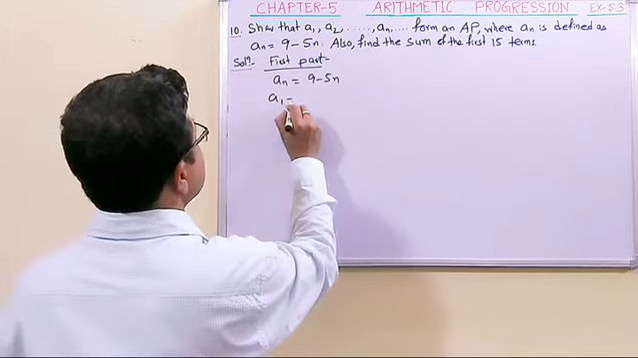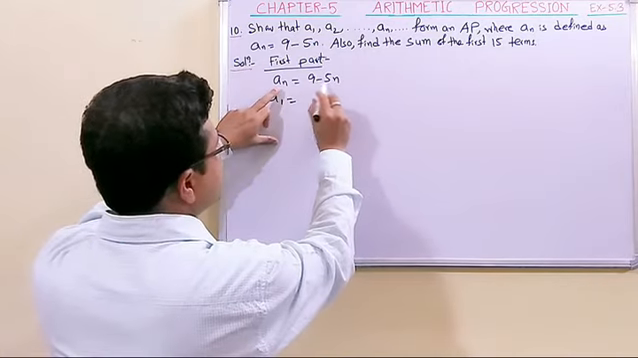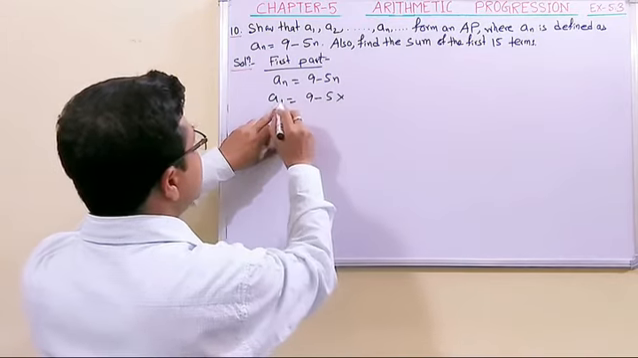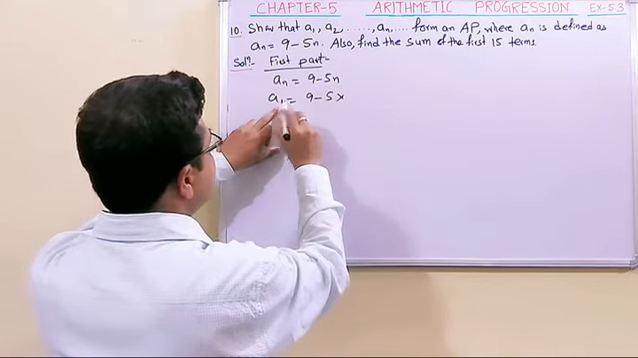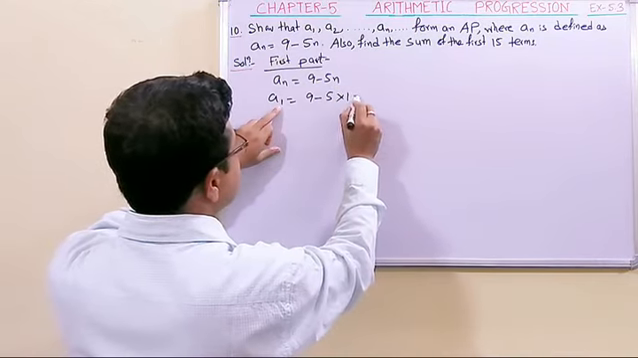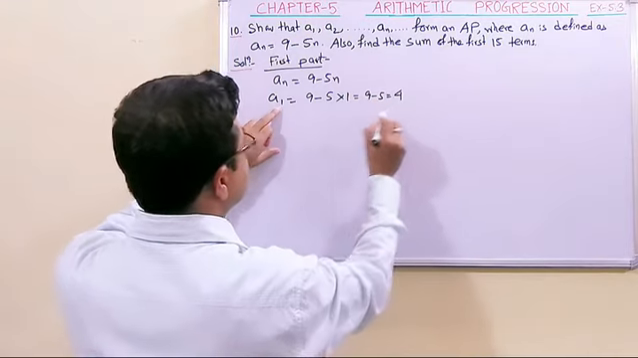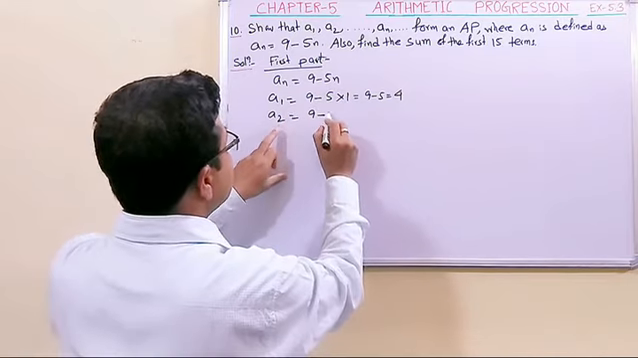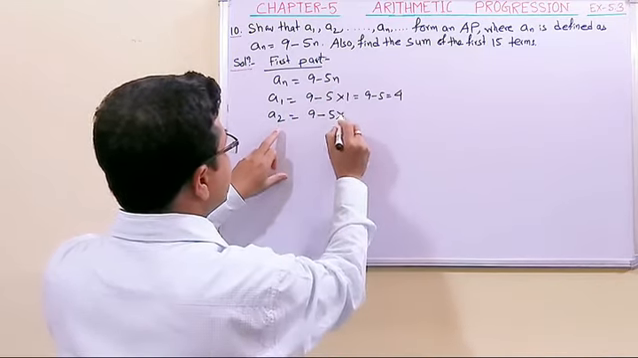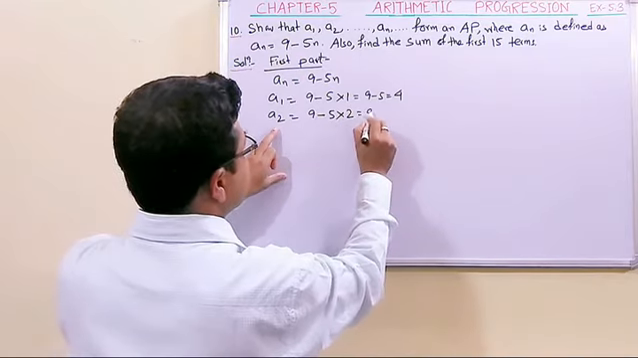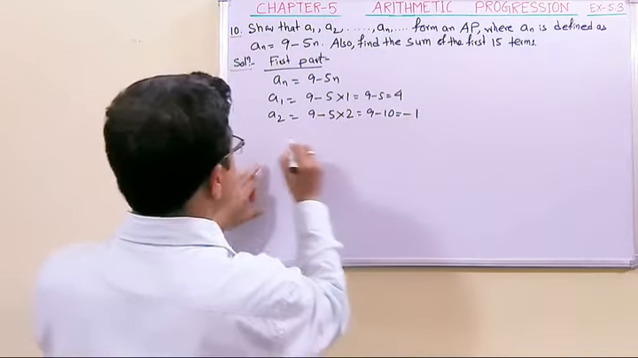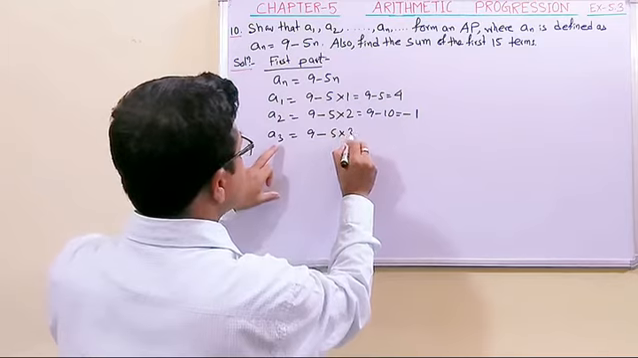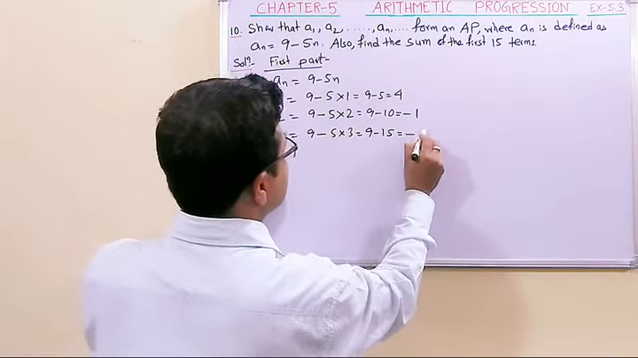Here a1. If an is 9 minus 5n, whenever we find a1, in place of n we shall write 1. So it is 9 minus 5, which is 4. a2: 9 minus 5 into n, and n is 2. 9 minus 10, so it is minus 1. a3: 9 minus 5 into 3, 9 minus 15, it is minus 6.